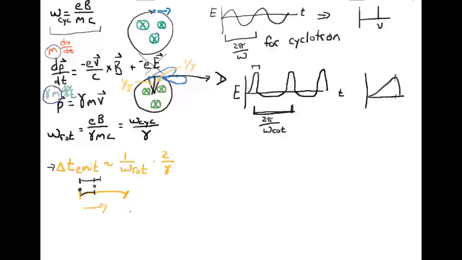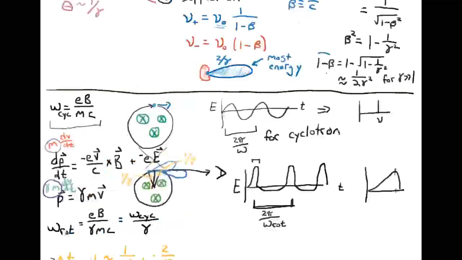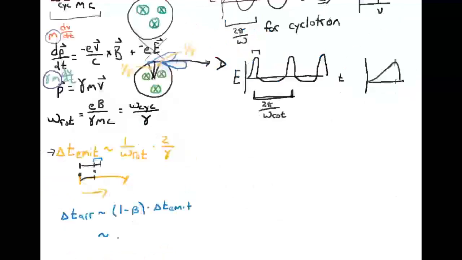So I'll pick a blue color here for Doppler shifting to say that the delta t over which the photons arrive at the observer is approximately 1 minus beta times the time interval over which it was emitted, where 1 minus beta is just the fraction of the space here that was not eaten up by the velocity of the electron. And remember above we said that 1 minus beta is approximately 1 over 2 gamma squared. For large gammas, it is approximately 2 delta t emit over gamma squared.